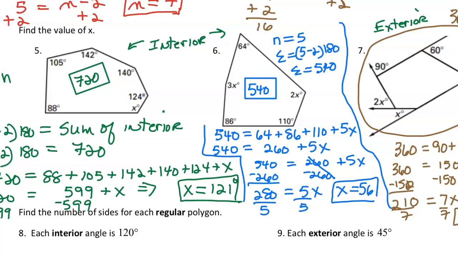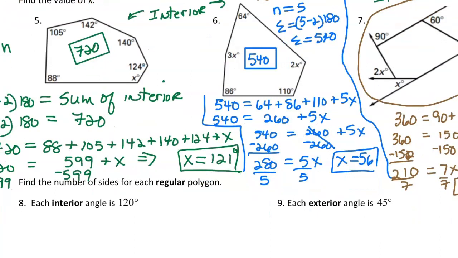Okay, make sure you can get that. Make sure you see the difference between 5 and 6 and 7. 7's exterior, 5 and 6 are interior.